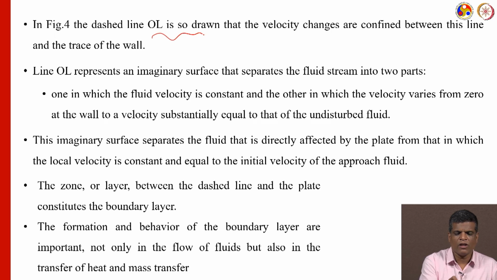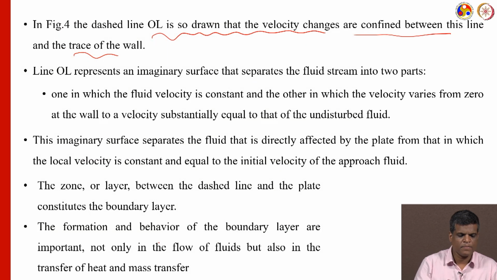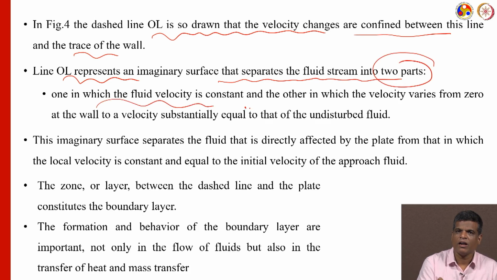So, the OL, that is the outer limit, where the velocity changes between the line and the trace of the wall. The OL is here, the outer limit of the boundary layer. The outer limit of the boundary layer represents the imaginary surface that separates the fluid stream into two parts. In one, the fluid velocity is constant; in the other, the velocity varies from 0 at the wall to substantially equal to the undisturbed fluid velocity.